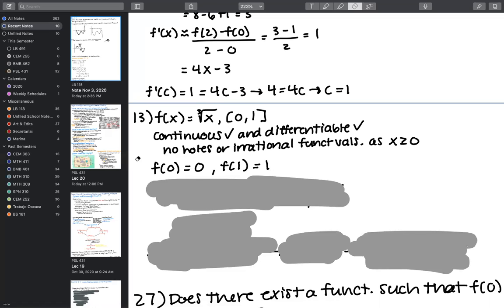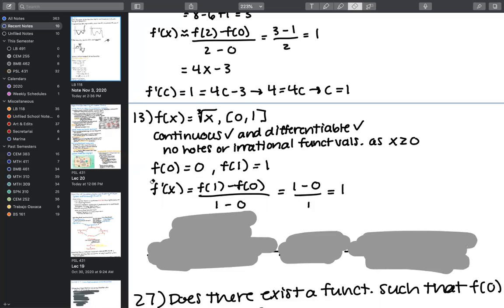So now we're going to find out what those function values are. Fairly easy. We plug in 0, we plug in 1. And so now we'll plug these function values into this equation that we're going to use for all MVT. We get that the derivative is equal to 1. So now in order to figure out what c value specifically satisfies this, like I said, we're finding the estimate of a function.